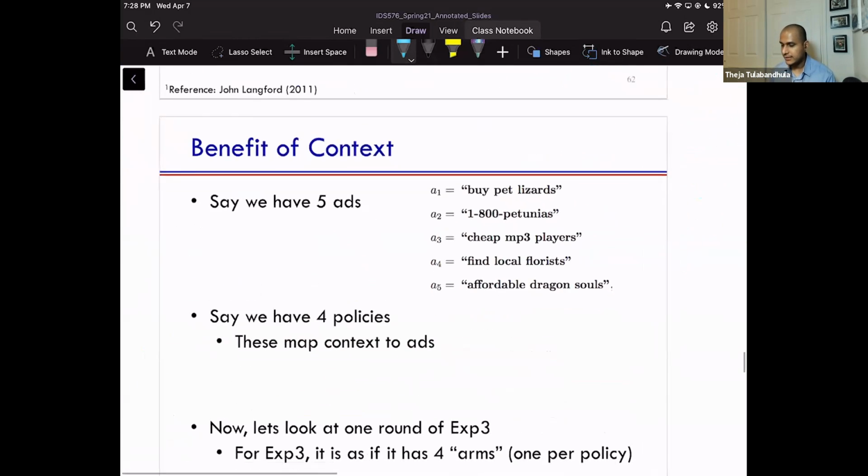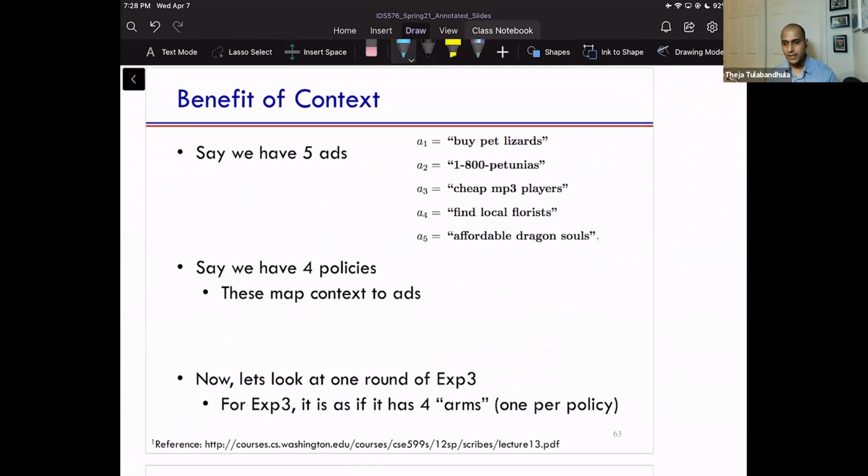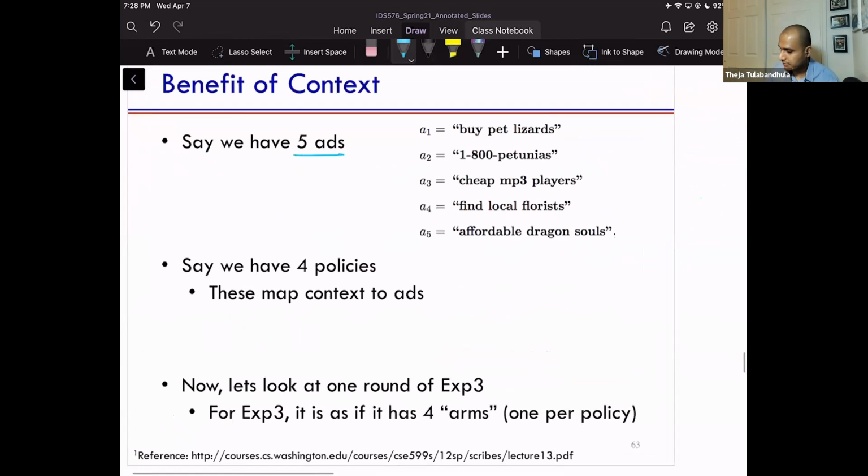So let's discuss that with a very small example. Let's say we have 5 ads, these are 5 actions. And for simplicity, let's say we have 4 policies. It could be 40 policies, it could be a lot more, but let's say we have 4. What do these policies do? Given an X, each will say, hey, show ad A. So if some user profile comes, the first policy will say, hey, show ad A1. Maybe the second policy says, hey, show find local florist. So these are the policies.